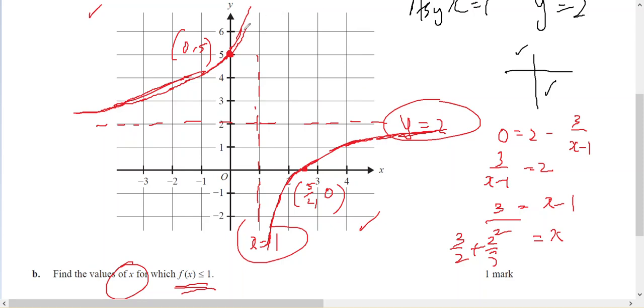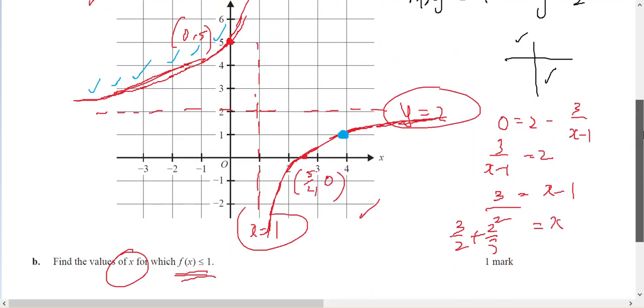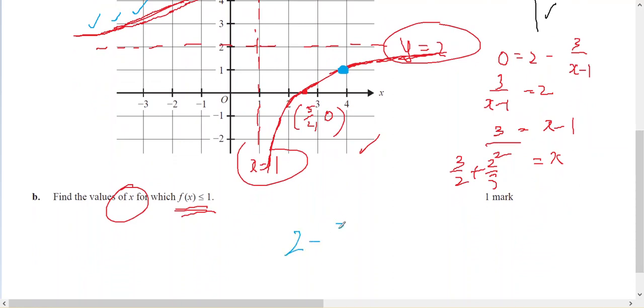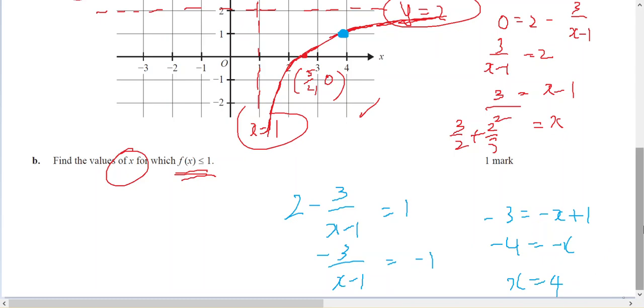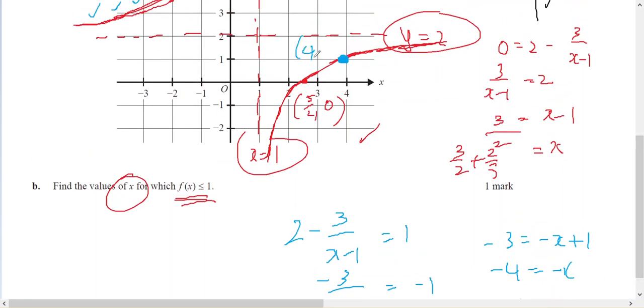Okay, so it's always bigger than 1 over here, because it's all bigger than 2. So if I find this value here of where does the graph equal 1, and I believe it's going to be at 4, looking at my graph. So I'm going to have 2 minus 3 on top of x minus 1 equals 1. Move the 2 over. Minus 3 on top of x minus 1 equals negative 1. Minus 3 equals minus x plus 1. Move the 1 over. Minus 4 equals minus x. X equals 4. So I have a coordinate there which is 4 and 1.